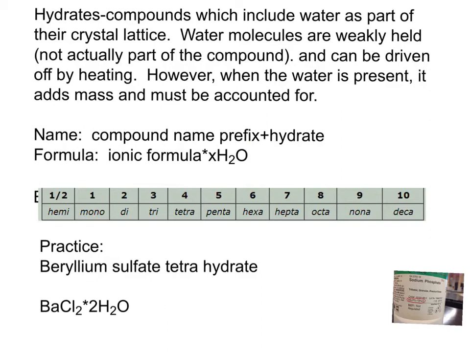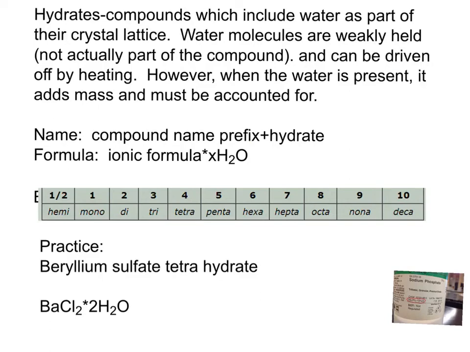Okay, the formula that we're going to write, if we want to write it as a formula, we're going to simply write the ionic formula. We're going to put a dot. I used an asterisk, but it would just be a dot. And then X would be the number of water. So X could be a number from 1/2 up to 10 or more waters, depending on what it is.